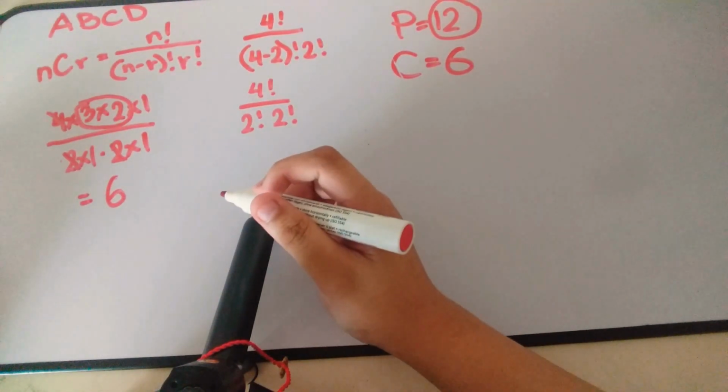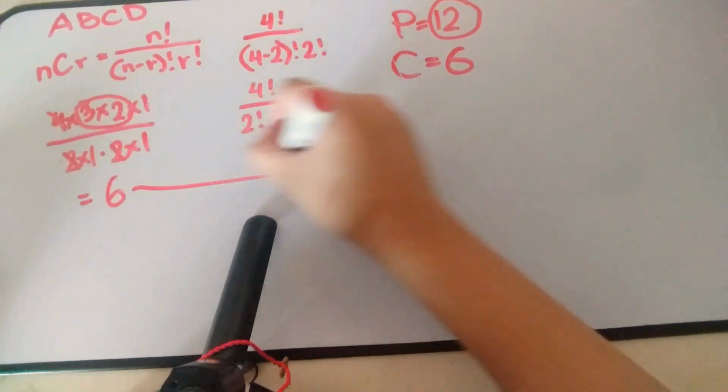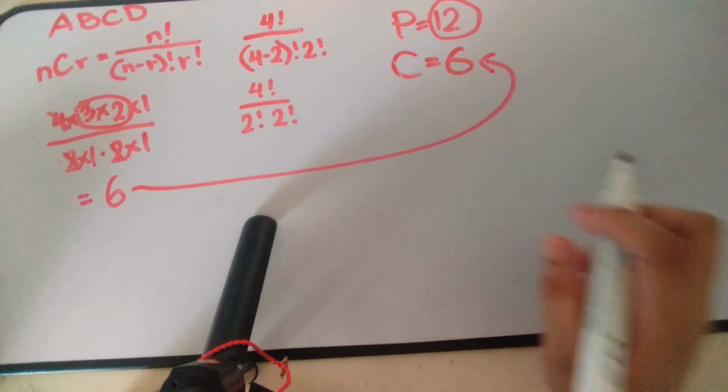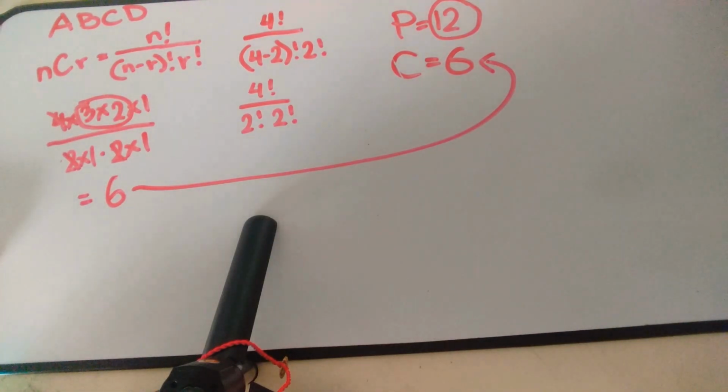So now you understand how to use the equations, and also how to make a list to determine the number of permutations and combinations.